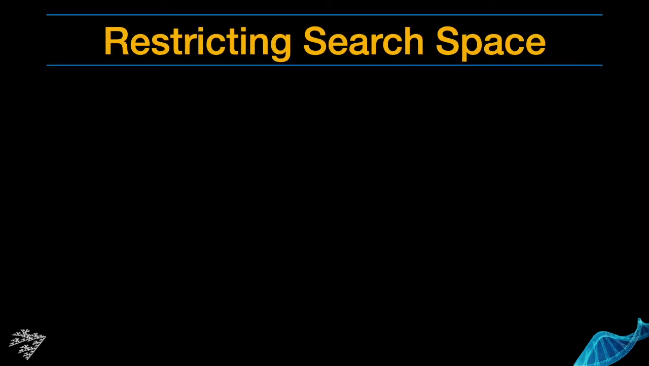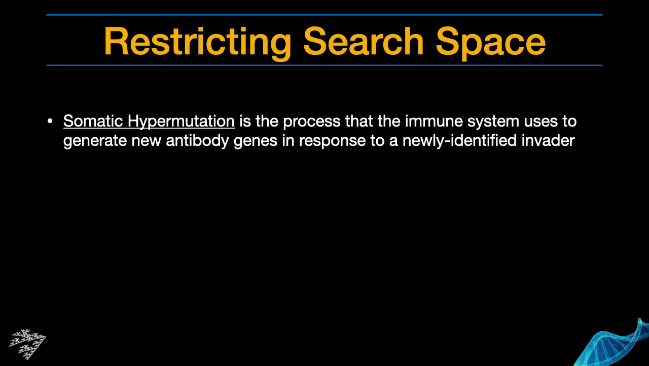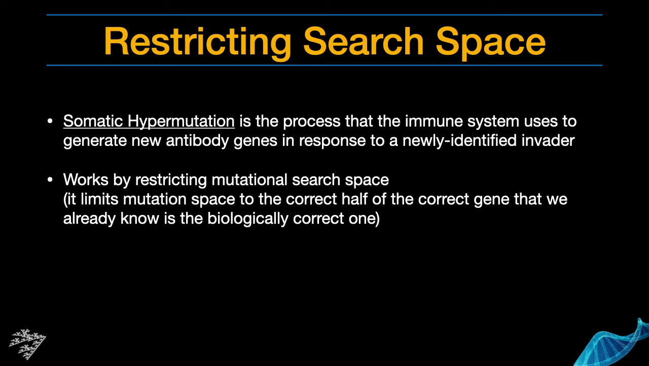So the first one we're going to look at is restricting search space. An example of this is somatic hypermutation. This is the process that the immune system uses to generate new antibody genes in response to newly identified invaders. And the way that somatic hypermutation works is by restricting mutational search space. It basically limits the mutations to pretty much only occur on the correct half of the correct gene, and we already know that this is the biologically correct gene to be operating on because it's the antibody gene. It's not doing this on other genes. It's basically saying, okay, I've got this antibody gene, and how can I modify it? And it's literally focusing mutations on the correct half of the correct gene, that biologically we know is the right gene to use.